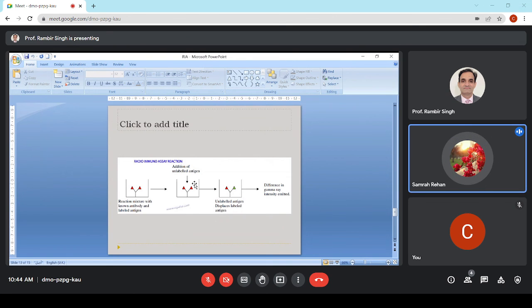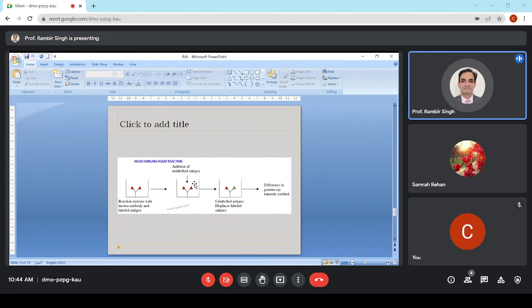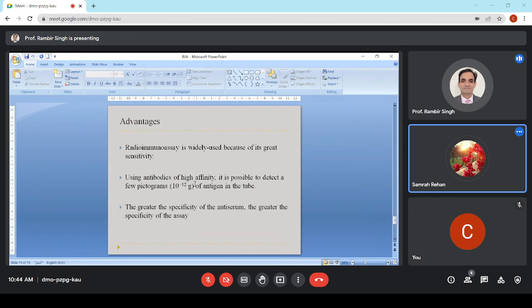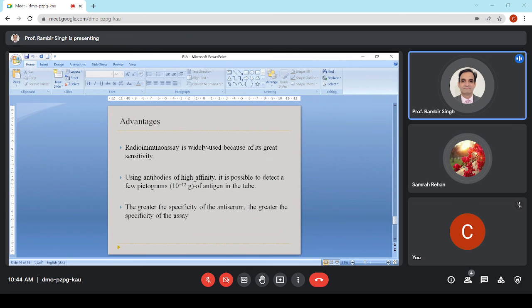So this is one advantage of RIA over ELISA. The rest is the same. So the advantage is that its sensitivity is very high, right? Using antibodies of high affinity, it is possible to detect a few picograms.